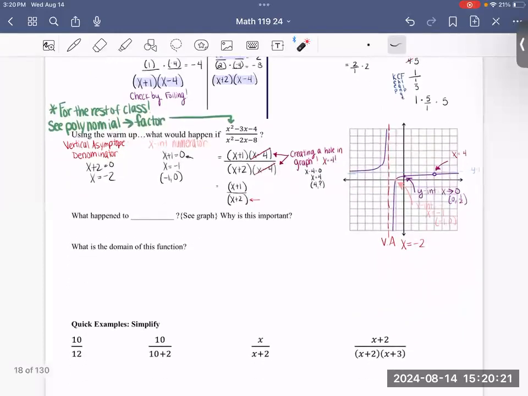Okay, so we did just say what happened to x minus 4, right? Well, at x minus 4, we said creates a hole.